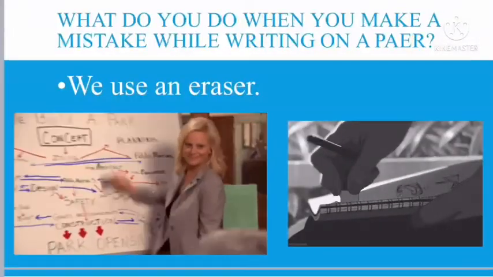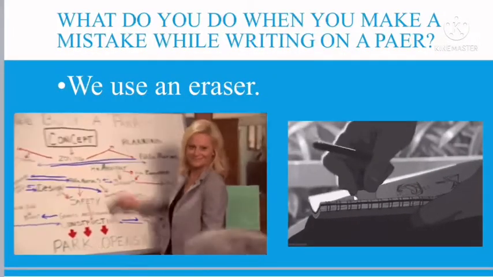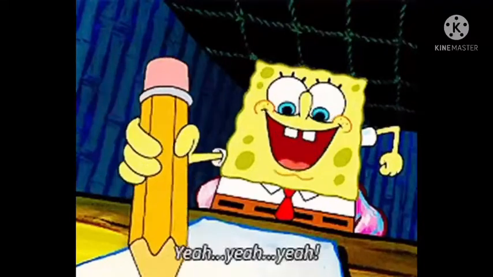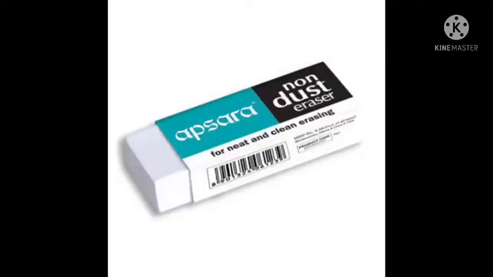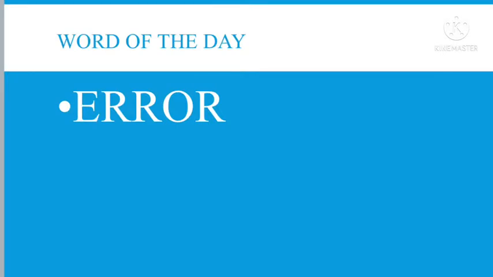So before we move on to the next key, can you tell me what do you do when you make a mistake or an error while you write on a paper? Simple, you use an eraser, right, to erase your errors. And we also have our word of the day, which is error, which means to make a mistake. So next time, whenever you make a mistake, you can instead say, I made an error. Alright?